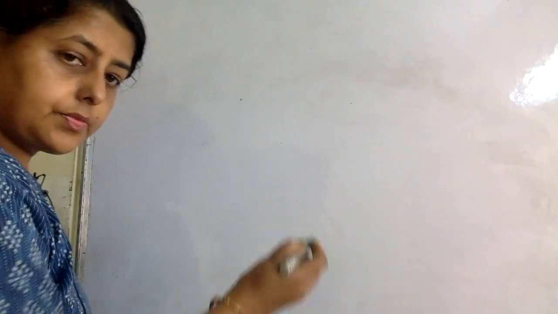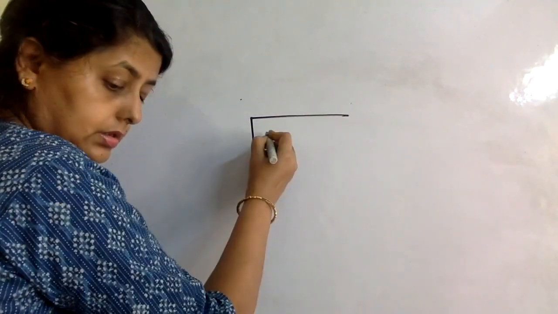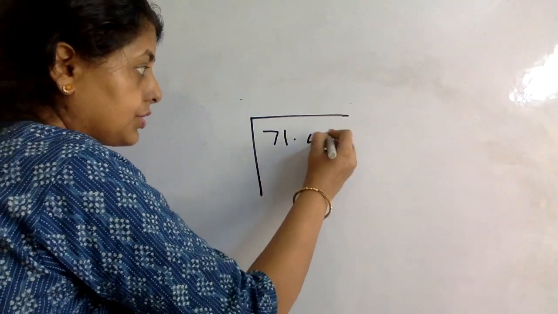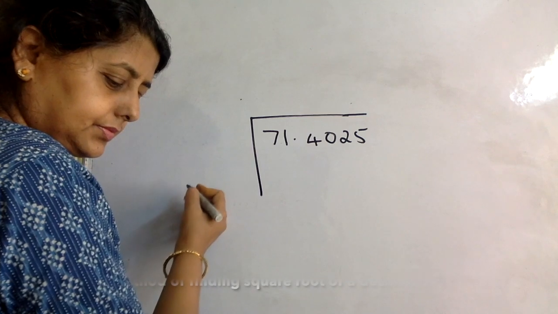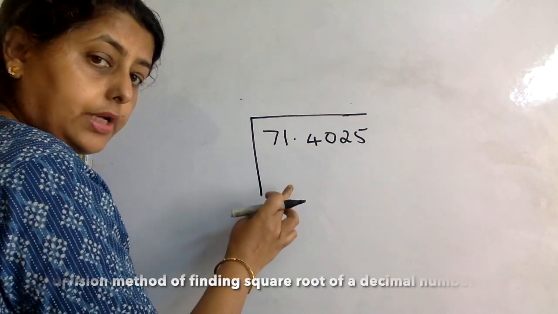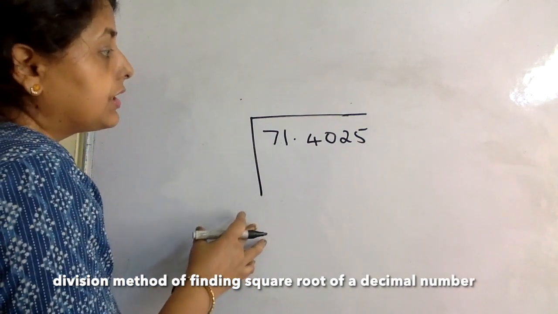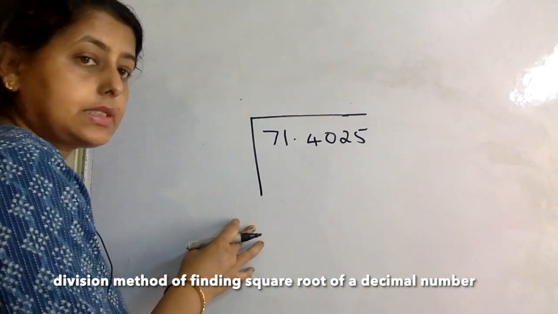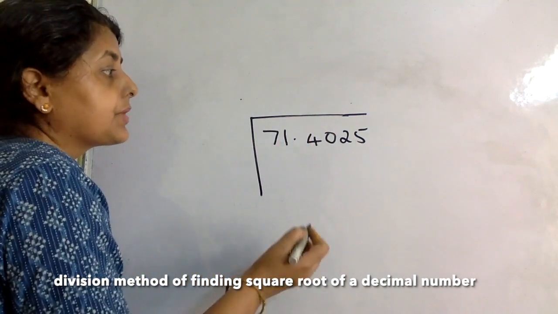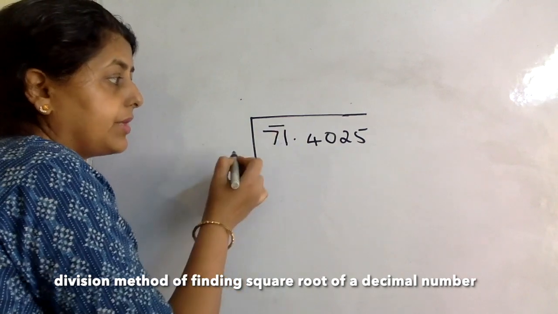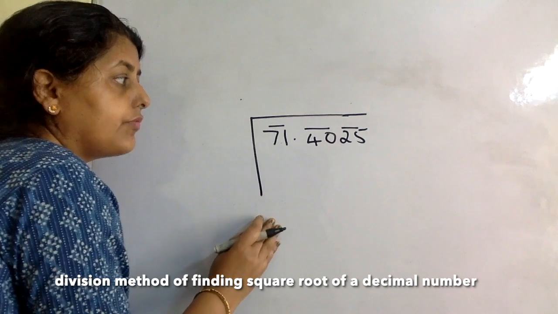Let's take the number 71.4025. We have to find the square root of this number. We can already see that this is a decimal number. So this side will make a pair like this, and the other side, we pair it like this.